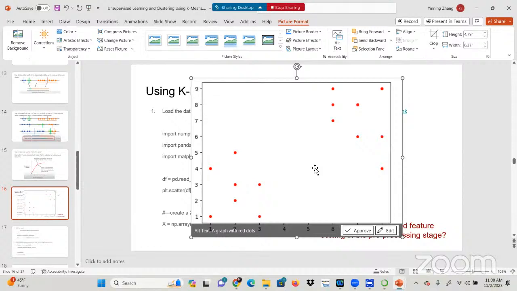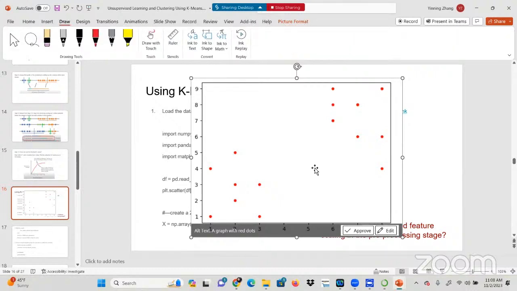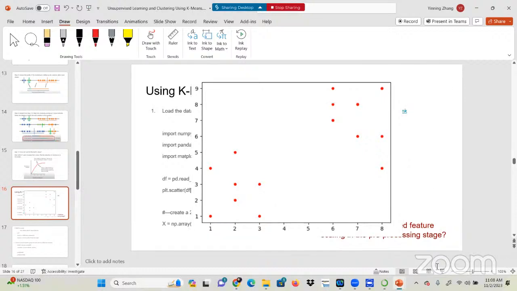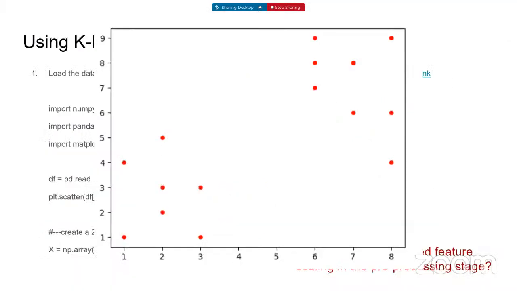What does it do first? Does it pick a centroid? A centroid, yeah, it randomly picks one centroid. That's the first thing. The centroid is like the center of the clusters you are going to find. So, for example, let's randomly pick this one as centroid one.